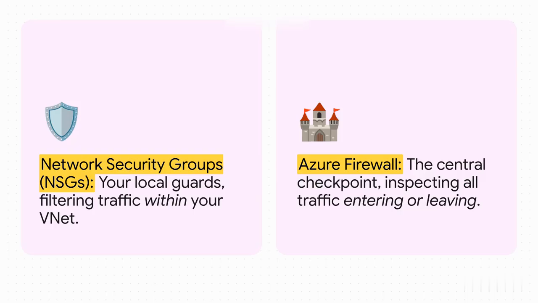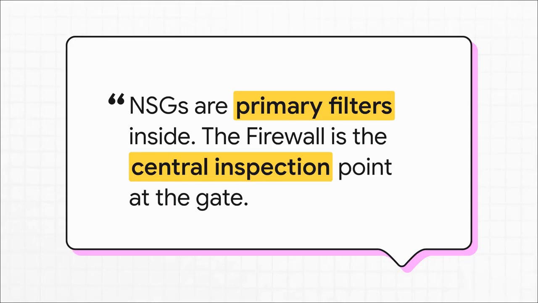But on the other side, you have the Azure firewall. Now, this is your central command post at the main gate of the entire fortress. It's a powerful, super intelligent service that inspects every single bit of traffic trying to get in or out of your property. And this quote really just nails the key difference, right? NSGs are for internal security, moving from room to room inside the walls. The firewall, that's for handling external threats right at the perimeter. And let me be clear, you absolutely need both to be truly secure.